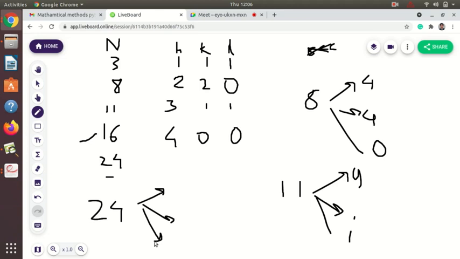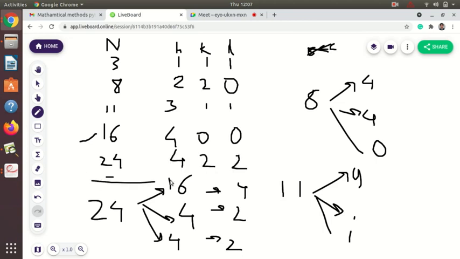Tell me what is the nearest square. 4 2 2. Okay. So 4, that is 16, right? I will write 16 here. What is remaining? 8 is remaining. 8 we know already: 2 2 0, that is 4. So 4 plus 4, this is 24. So this corresponds to 4, this corresponds to 2, and this corresponds to 2. So the HKL plane is 4 2 2.